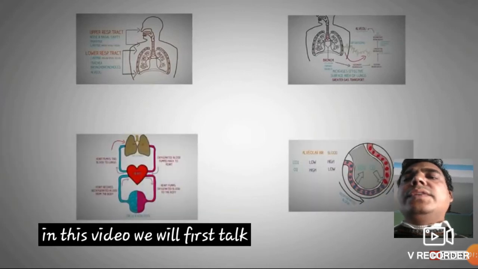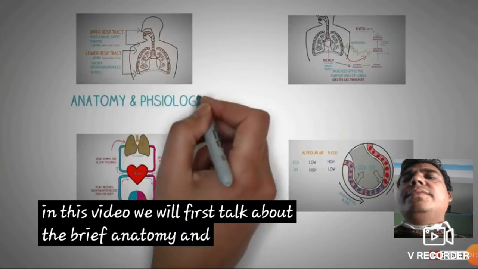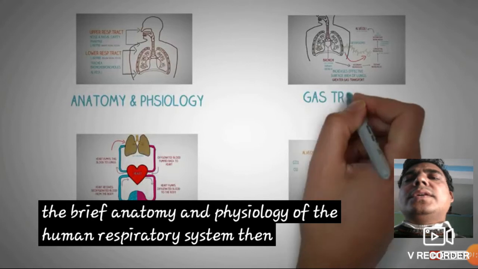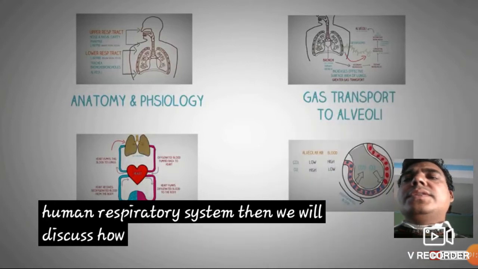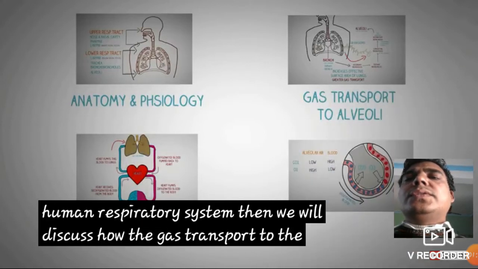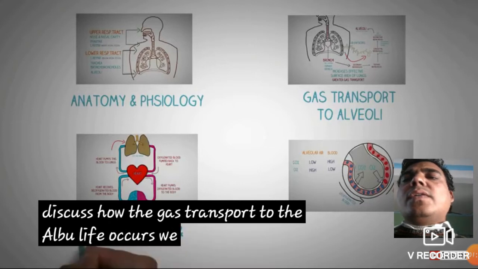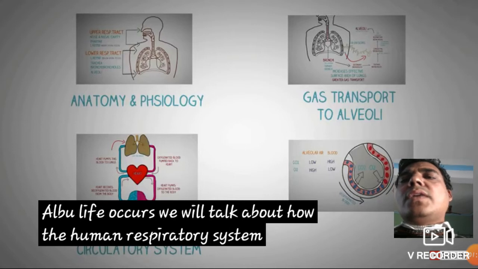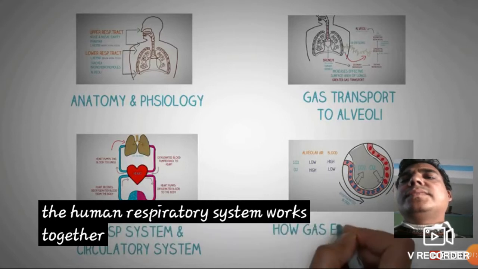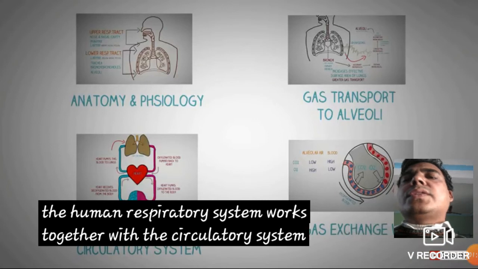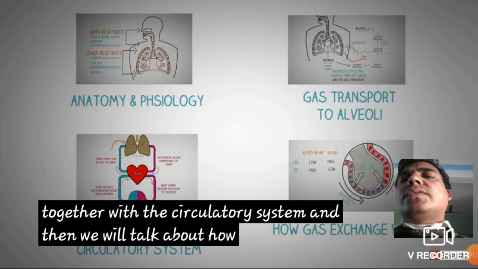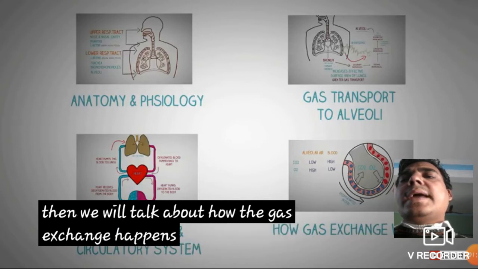In this video, we will first talk about the brief anatomy and the physiology of the human respiratory system. Then we will discuss how the gas transport occurs. We will talk about how the human respiratory system works together with the circulatory system, and then we will talk about how the gas exchange happens in the alveoli.